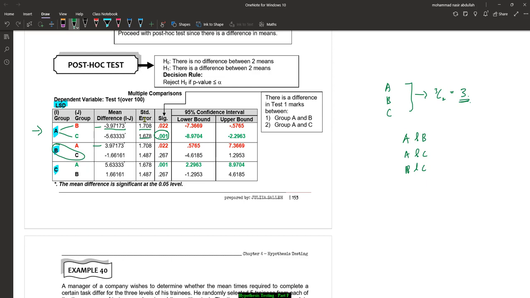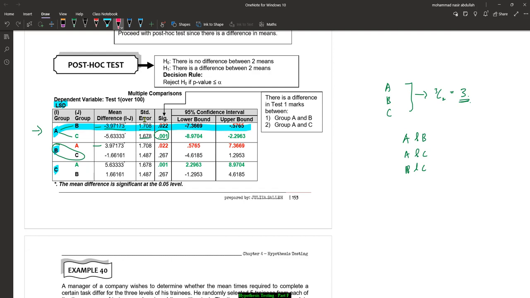Right? Kalau kita tengok dekat sini, the first group, A and B. So the p-value is 0.022. Right? Is 0.022 less than 0.05 or more than 0.05? It's less than 0.05, right? So since the p-value for group A and B is less than 0.05, we can conclude that there is a significant difference between the mean tensile strength for group A and group B.